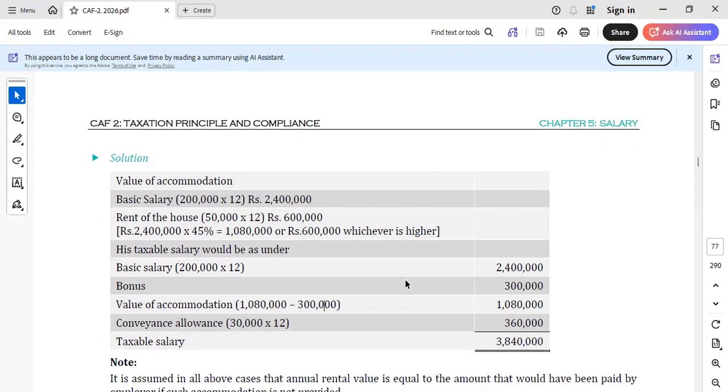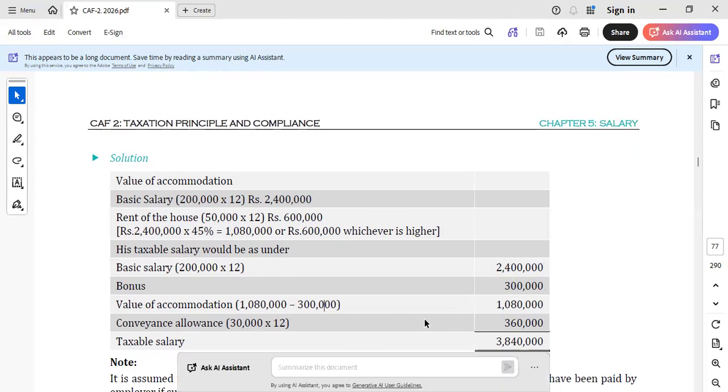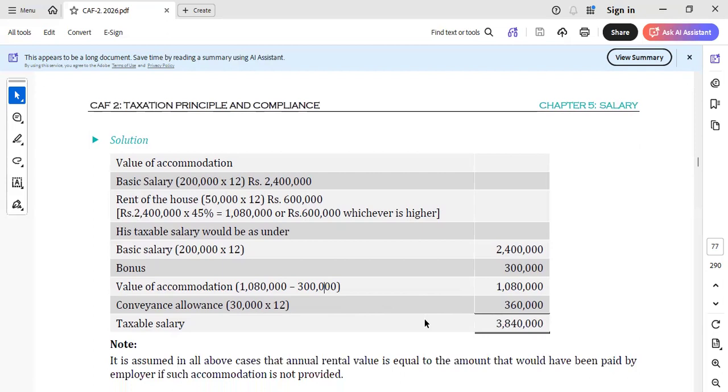Basic salary is 24 lakh, bonus 3 lakh, value of accommodation 10 lakh 80,000, and conveyance allowance is 3 lakh 60,000. So if we add these, 24 lakh plus 3 lakh is 27 lakh, 27 lakh plus 10 lakh 80,000 plus 3 lakh 60,000. This would be 41 lakh 40,000.